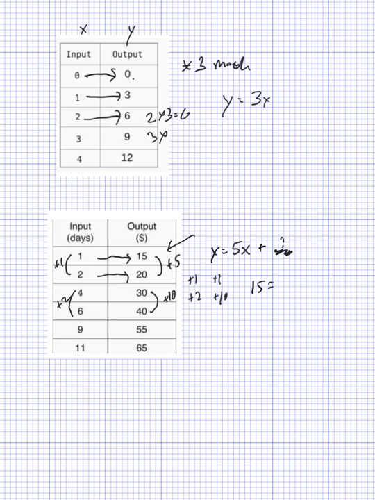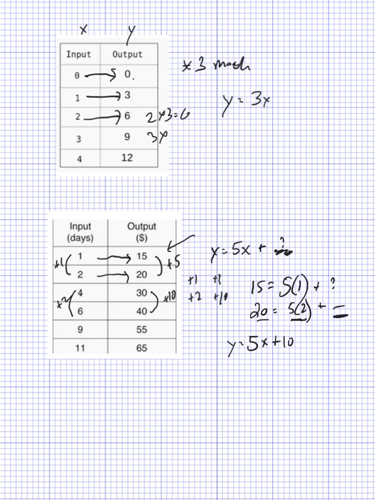15 equals 5 times 1 plus something. How about the next one? 20 equals 5 times 2 plus something. Well, let's see, 5 plus what is 15? 10 plus what is, oh, it's plus 10. So we say, okay, this machine looks like it's 5x plus 10.